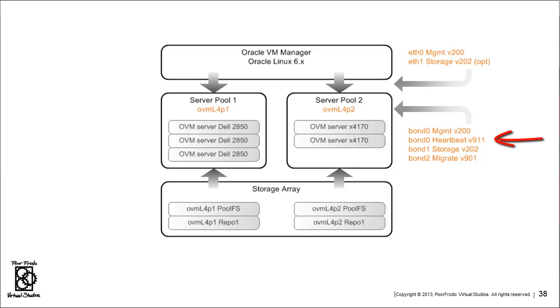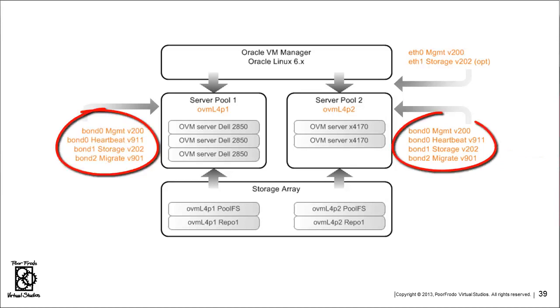Now, Bond 0 VLAN 911 is used for the cluster heartbeat traffic. Bond 1 VLAN 200 is used for the NFS and iSCSI traffic. I will use this network to present iSCSI LUNs for the Pool FS and repositories to the Oracle VM servers in Server Pool 1. And then I'll also use the same VLAN for the Pool FS to present the Pool FS and storage repositories over NFS for the servers in Pool 2. And then Bond 2 VLAN 901 is used for our live migrate.